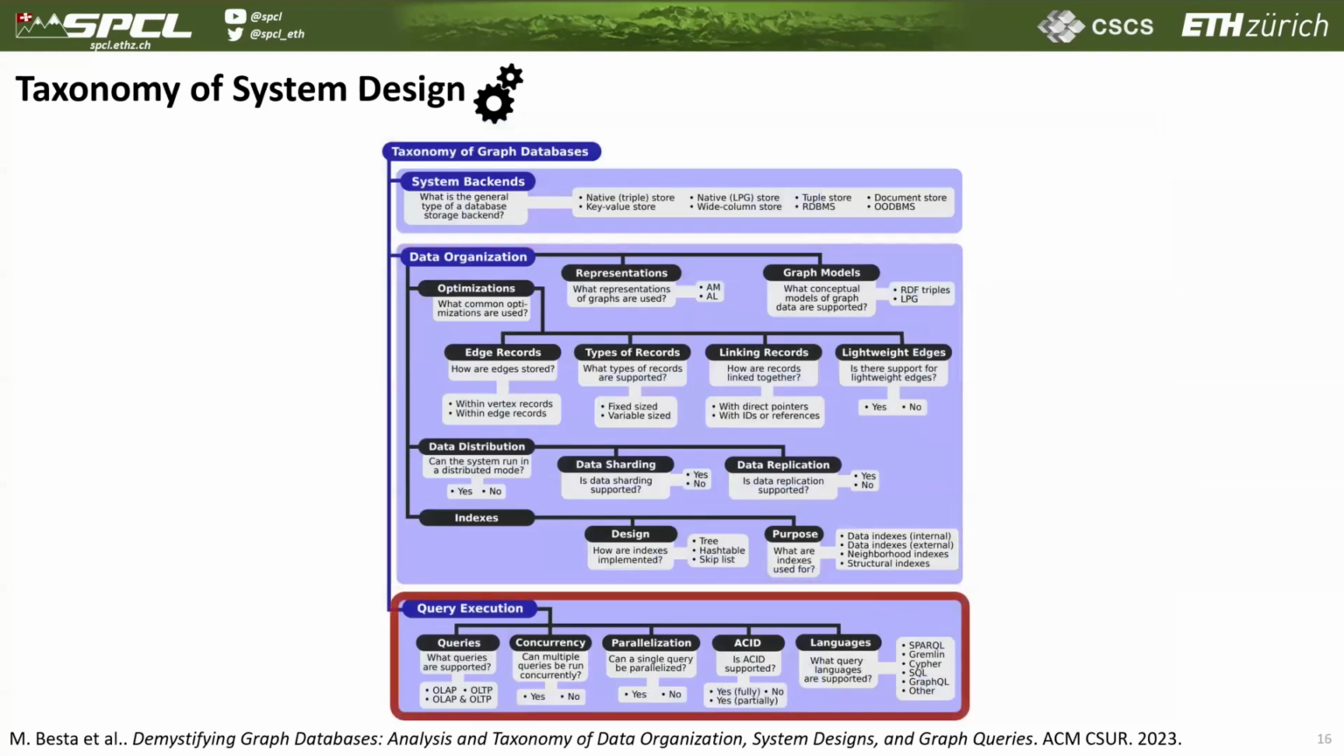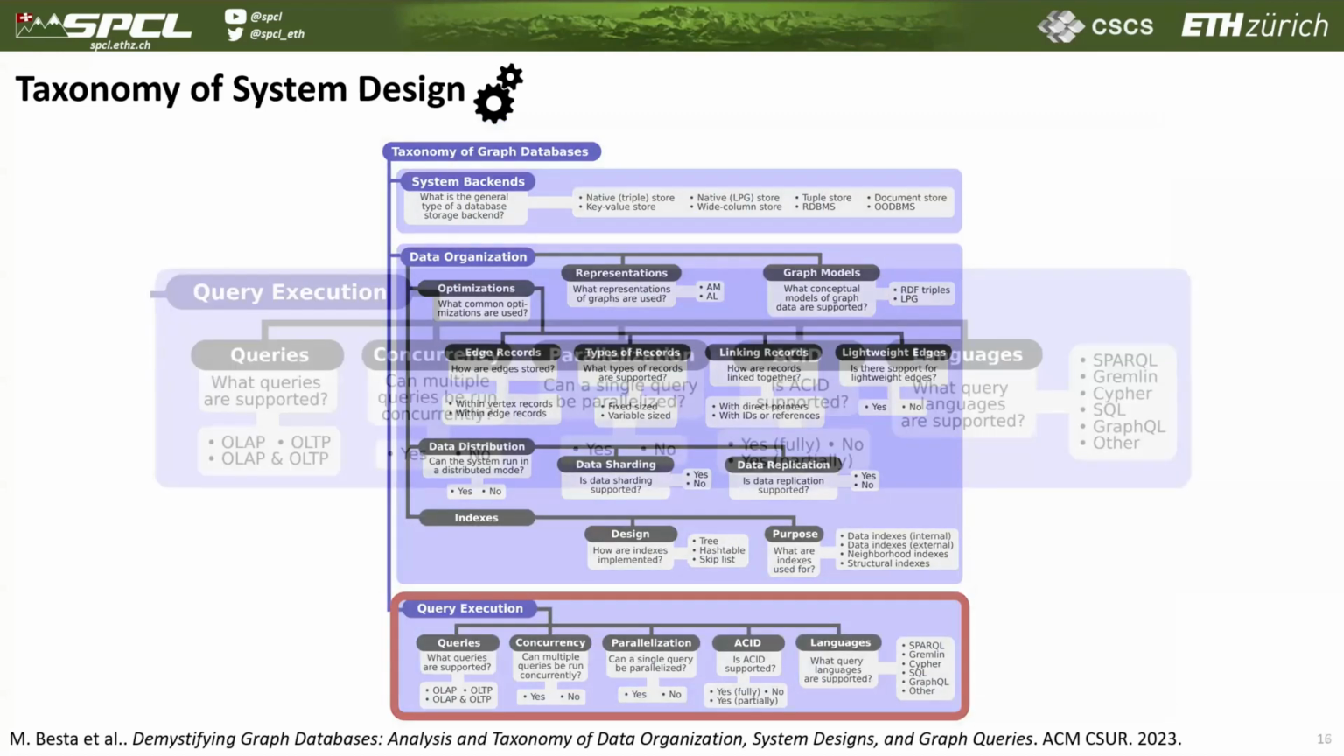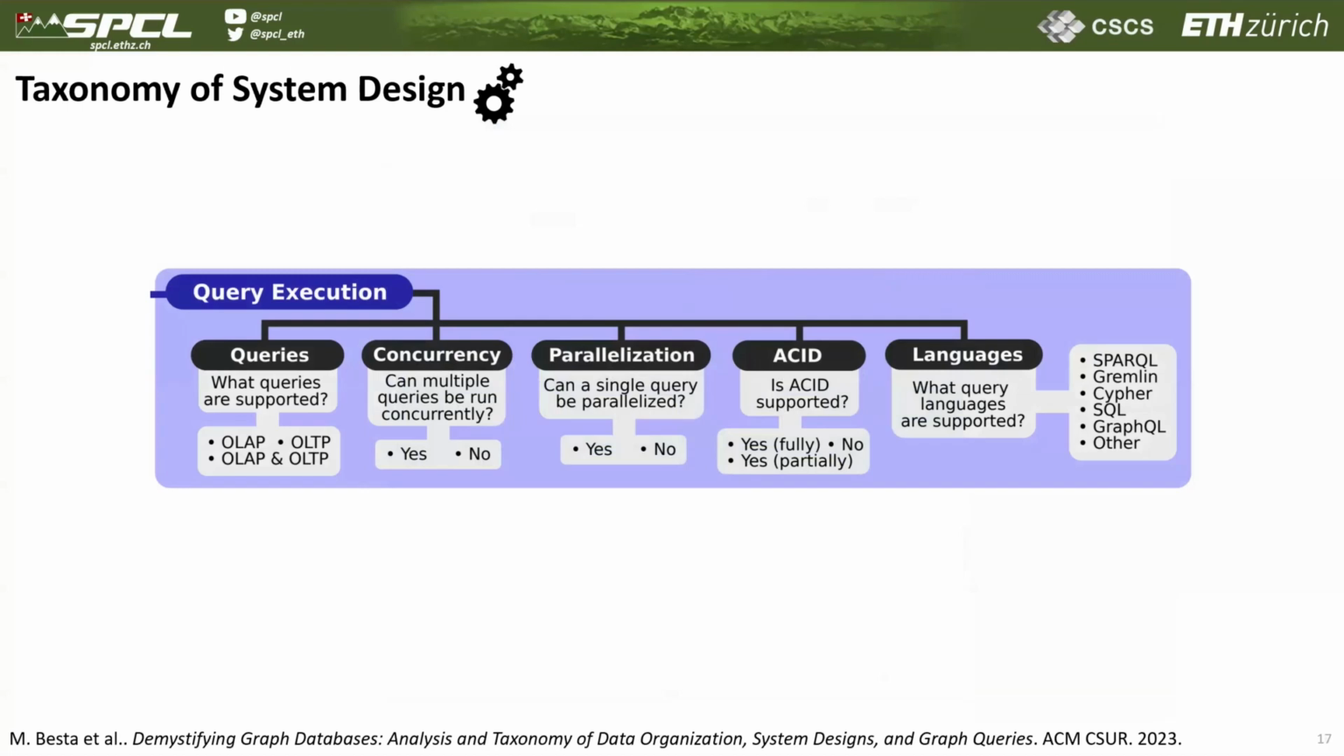The final class of aspects in the taxonomy are those related to query execution. Here we have criteria or ways to execute queries, related to, for instance, can we run queries concurrently? Can we parallelize a single query? To what extent do we support ACID in a given graph database? What languages do we use as query languages? And what queries do we support? So these are the things we deal with in terms of query execution.